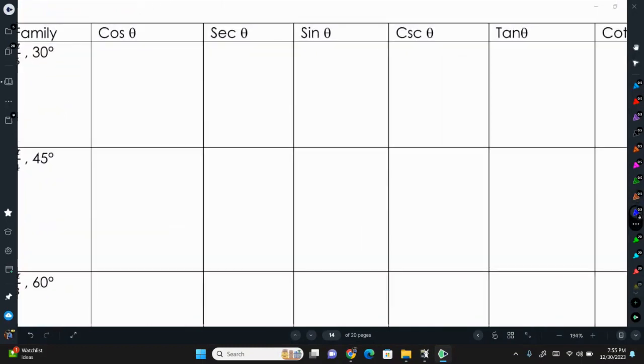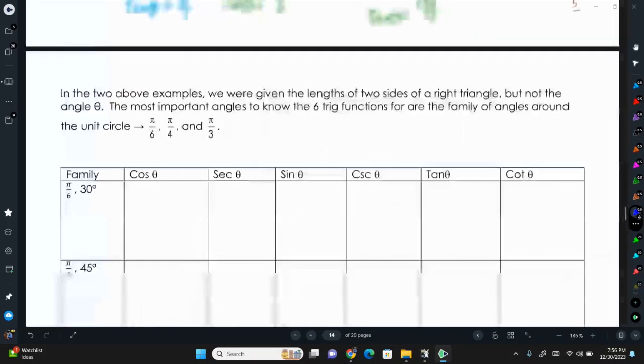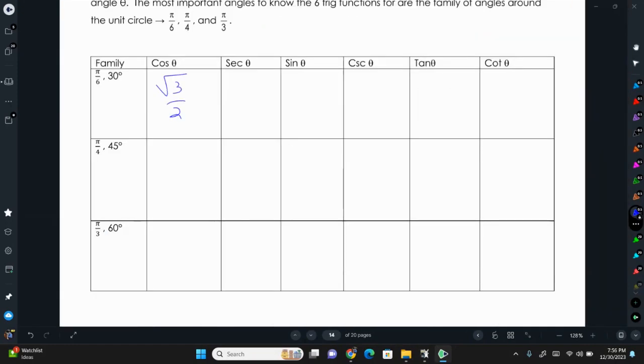So the pi over 6 family, the cosine was the square root of 3 over 2. The secant, remember that's when you had to flip it and then rationalize the denominator. That would give us 2 square root of 3 over 3. Sine was 1/2. Cosecant was 2. Tangent, because it was pi over 6, was square root of 3 over 3. And the cotangent is the square root of 3.